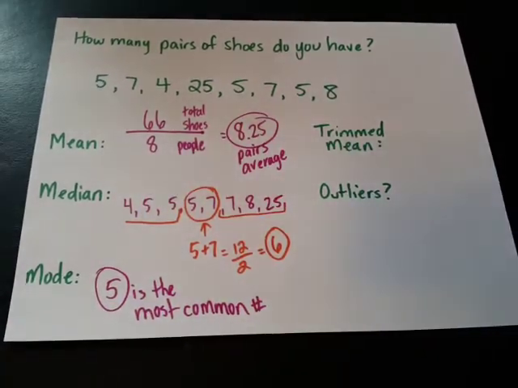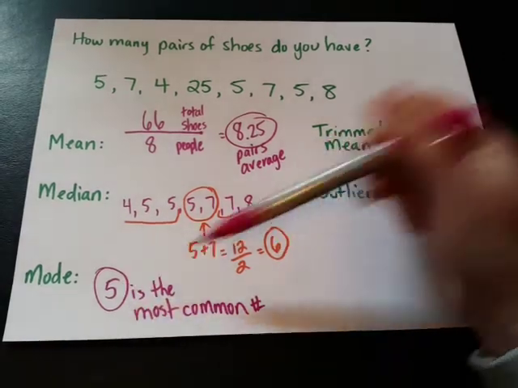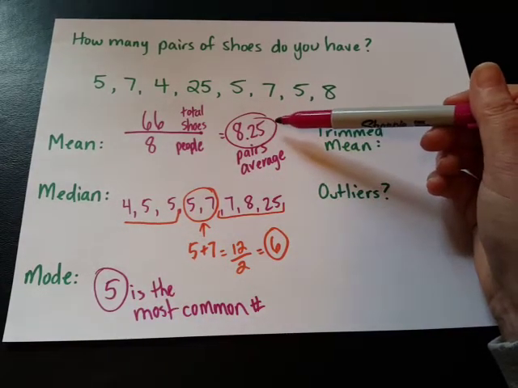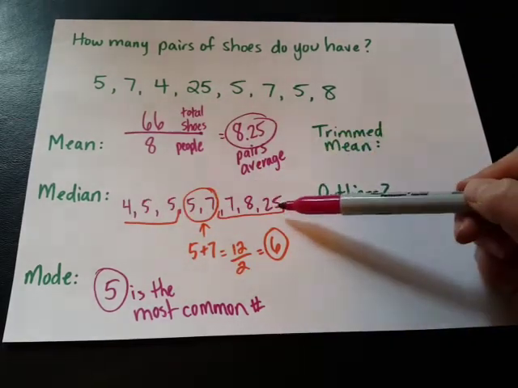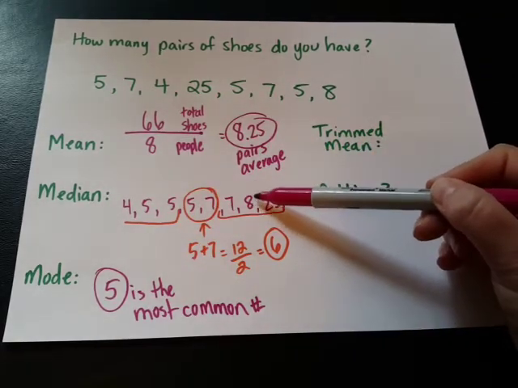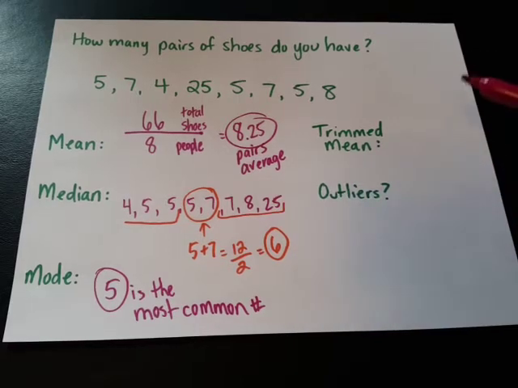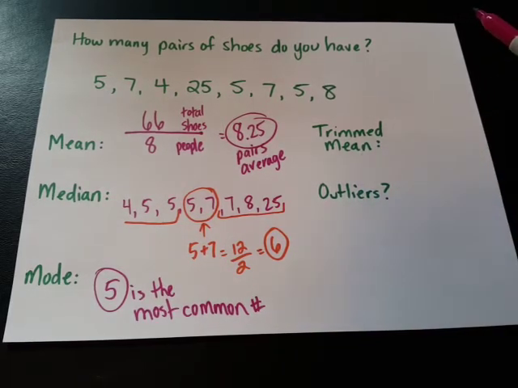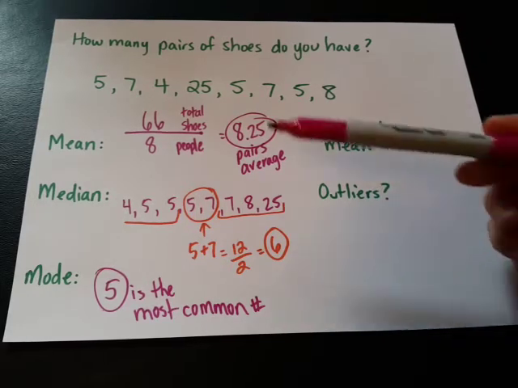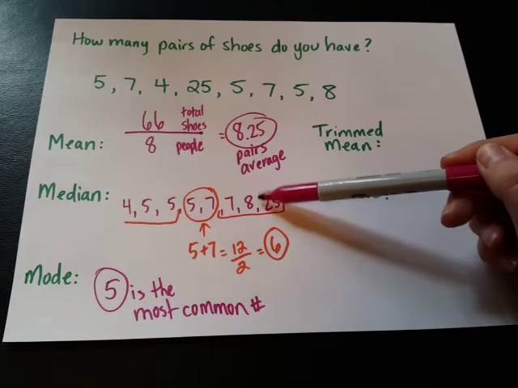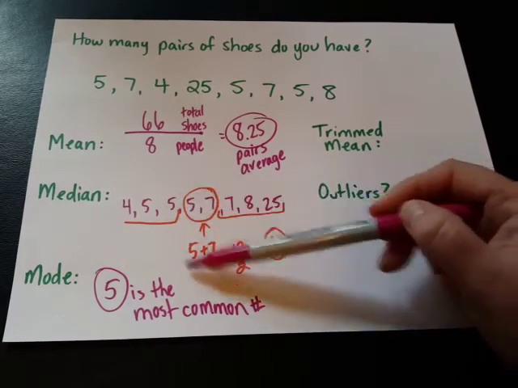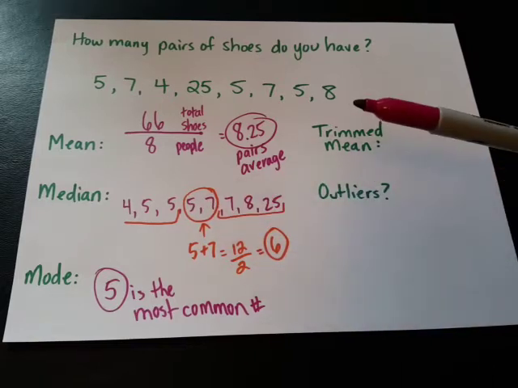So we have some really different values here. 5 and 6 seem to be pretty close. But 8.25, if you look at our data set, to me, that's nowhere near the central tendency of these numbers. It's not showing me what usually people have. They don't usually seem to have 8.25. They do seem to usually have maybe 5 or 6 or 7.